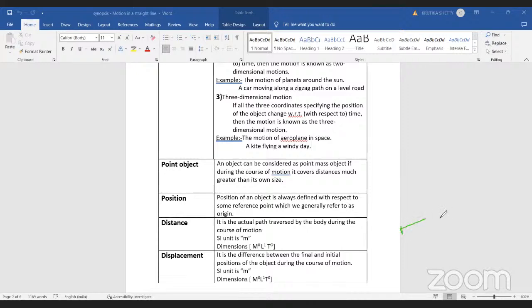For example, consider one triangular motion of the body. This is A, this is B, this is C. Between A and C, what is the total distance travelled by the body? Suppose this side is 2 kilometers, this is 4 kilometers, and this is 5 kilometers. How can we go from A to C? One way is to go from A to B and then B to C, or else we can go from A to C directly. Whatever direct path you take from A to C is called the displacement. Whatever you travel from A to B and B to C is called the distance travelled by the body, or also the path length.